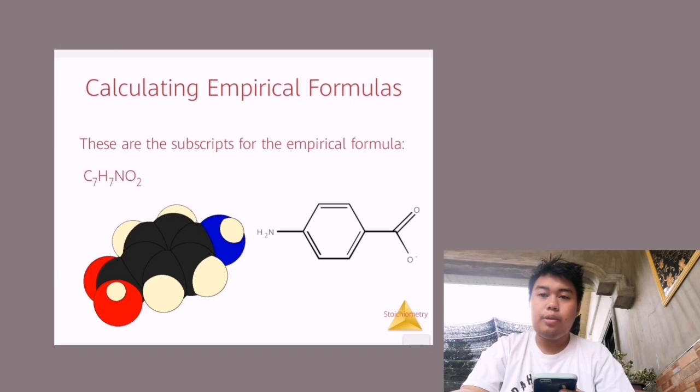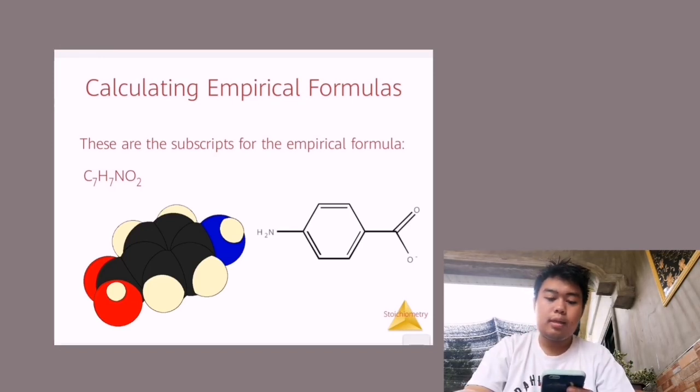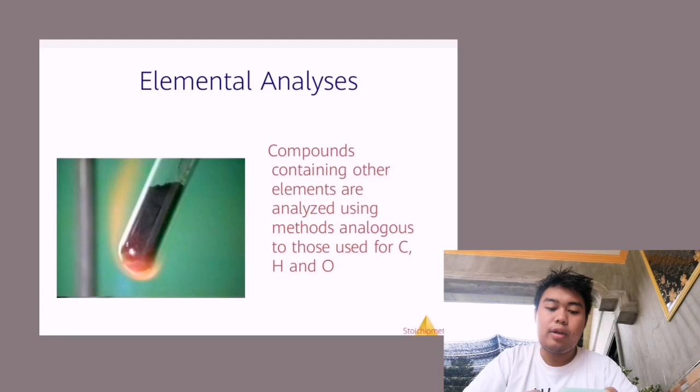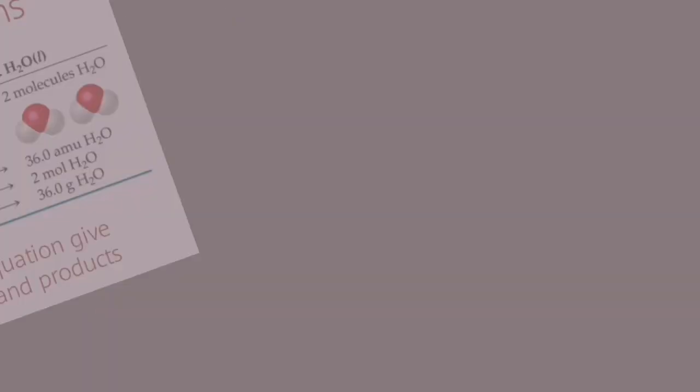Calculating empirical formulas. These are the subscripts of the empirical formula: C, H, N, and O. Elemental analysis: compounds containing other elements are analyzed using methods analogous to those used for carbon, hydrogen, and oxygen.